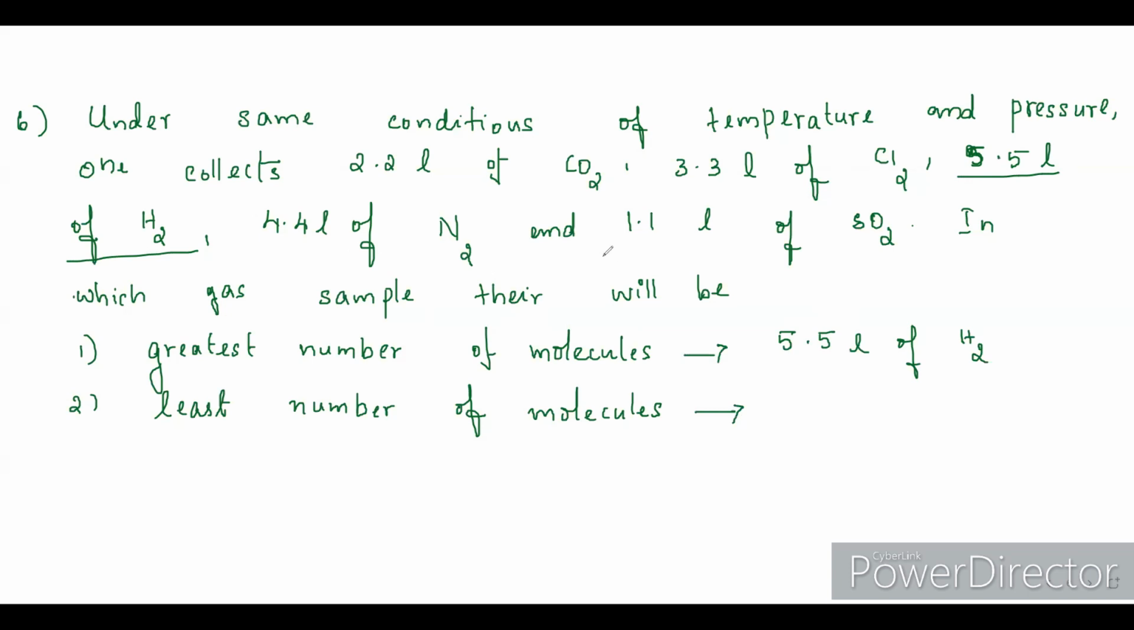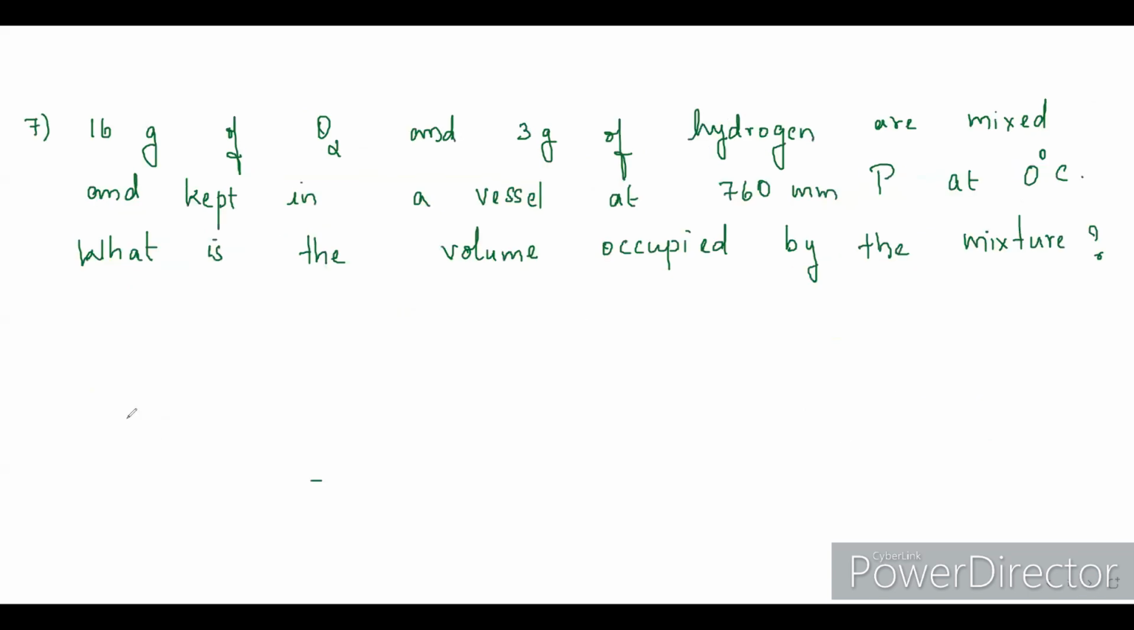Then which one is present in the lowest volume? 1.1 liter of sulfur dioxide. So it's not the gas. It's not whether you're talking about carbon dioxide or chlorine or hydrogen. It is just about the volume. Equal volume under similar conditions of temperature and pressure will contain equal number of particles. So if you consider X particles are present in SO2, 2X particles will be there in CO2, 3X in chlorine, 4X in nitrogen, 5X in hydrogen. That is all. Moving on to the next.